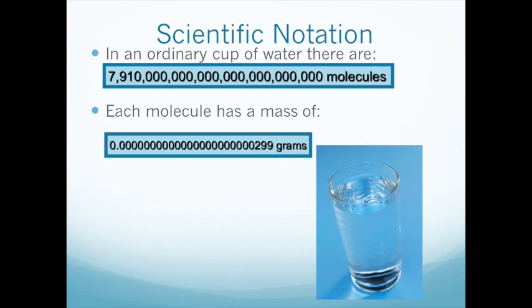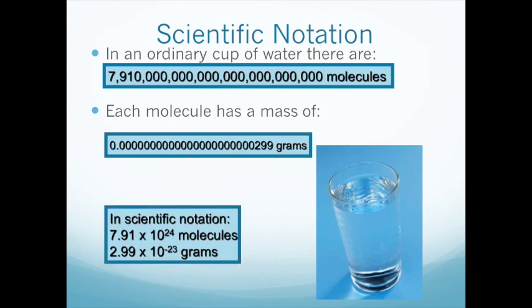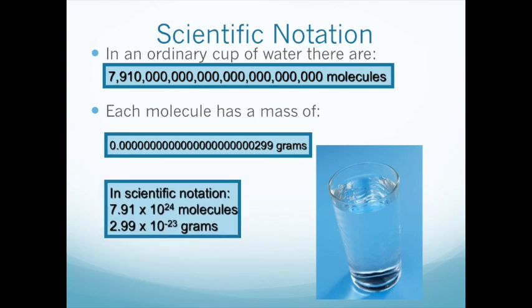Scientific notation is useful for representing very large or very small quantities. For instance, the number of water molecules in a cup of water is astronomically large, and each of those molecules has an astronomically small mass. So those numbers that have many zeros in them can be represented in scientific notation much more compactly as 7.91 times 10 to the 24 molecules and 2.99 times 10 to the minus 23 grams, respectively.